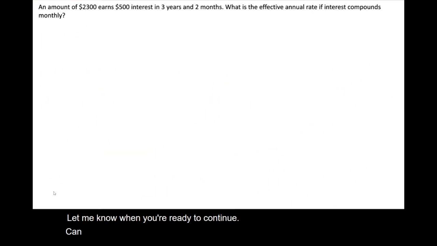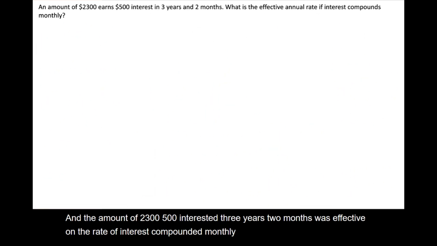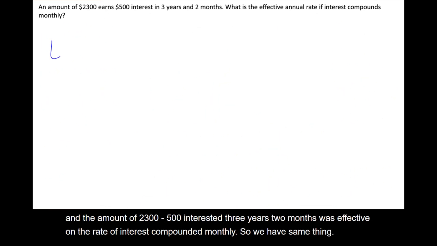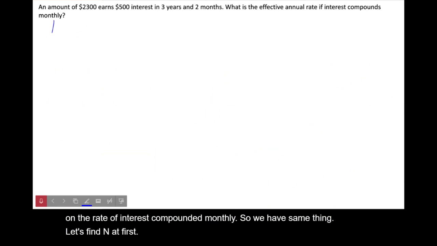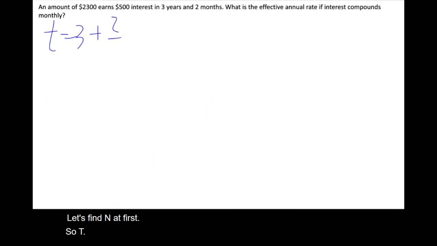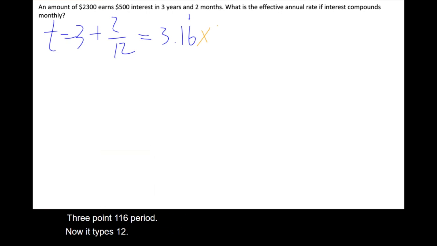Okay. An amount of 2,300 earns 500 interest in 3 years, 2 months. What is the effective annual rate of interest if compounded monthly? So we have the same thing. Let's find n first. So t is 3 plus 2 over 12, 3.16 in years. Now times 12, that is 38. That is n.